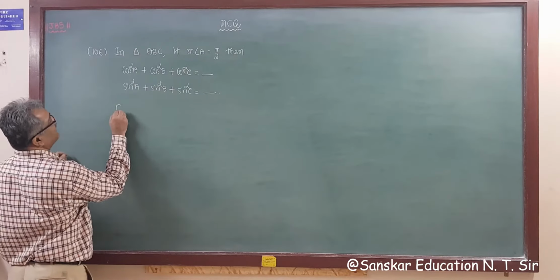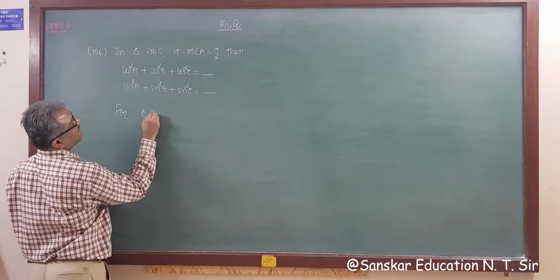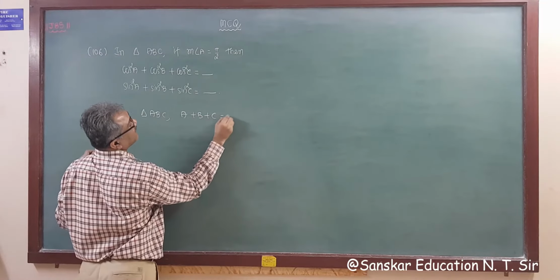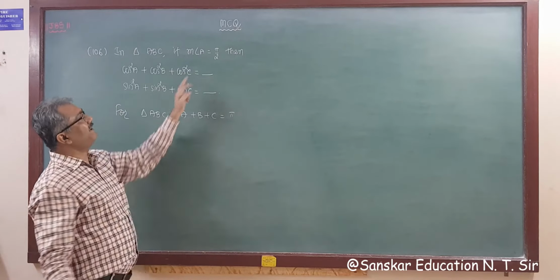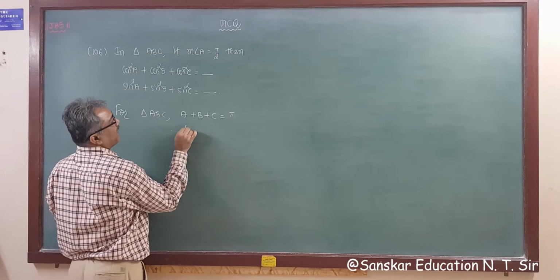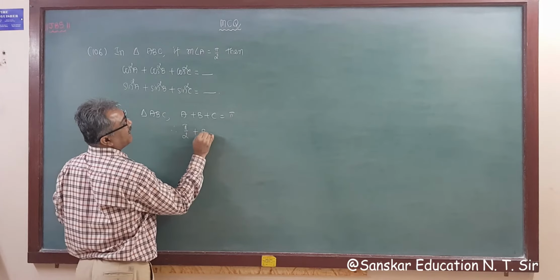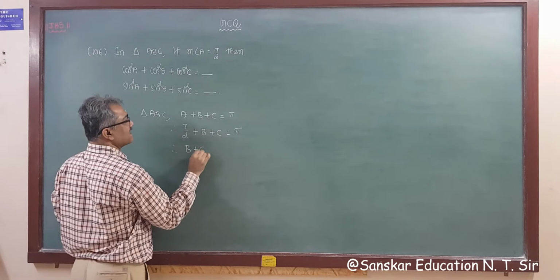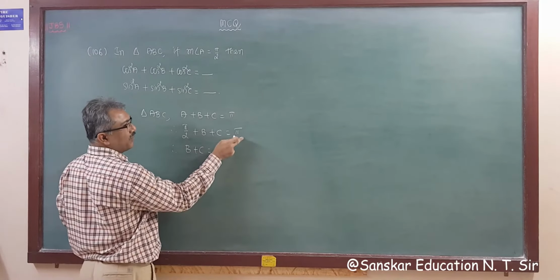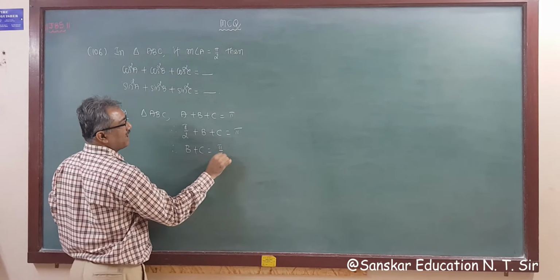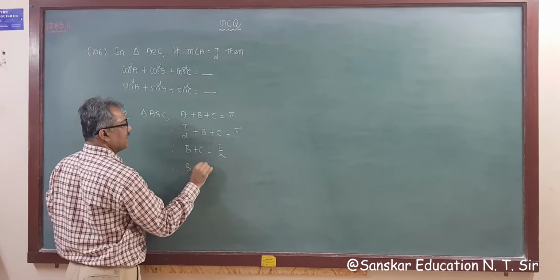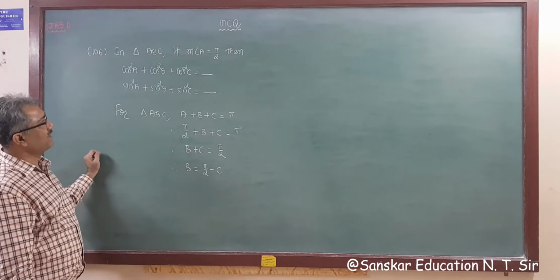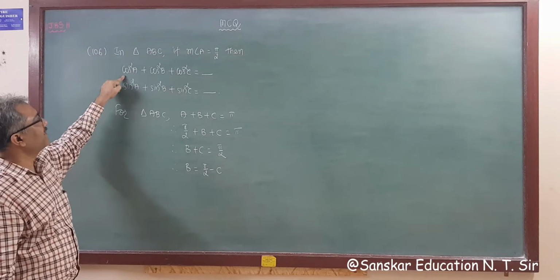So for triangle ABC, what do you know? For triangle ABC, you know that A plus B plus C is equal to pi. But it is given angle A is pi by 2. So pi by 2 plus B plus C is equal to pi. That is, B plus C is equal to pi minus pi by 2. 180 minus 90 is 90, so pi by 2. So angle B is equal to pi by 2 minus C. Right? Now we have to find out the value of this.